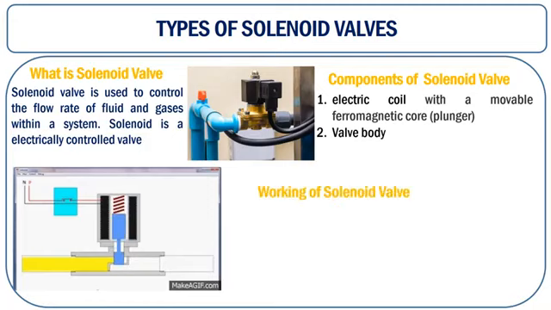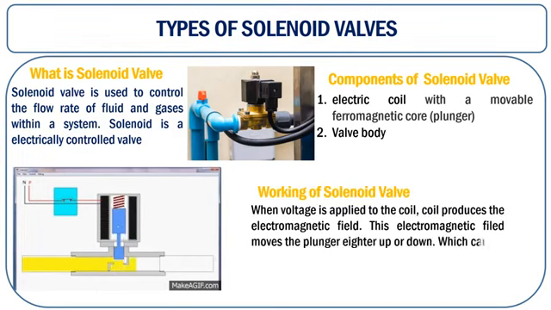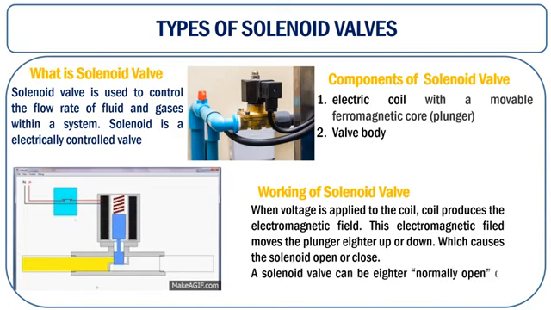When voltage is applied to the coil, it produces an electromagnetic field. This electromagnetic field moves the plunger either up or down, which causes the solenoid valve to open or close. A solenoid valve can be either normally open or normally closed.